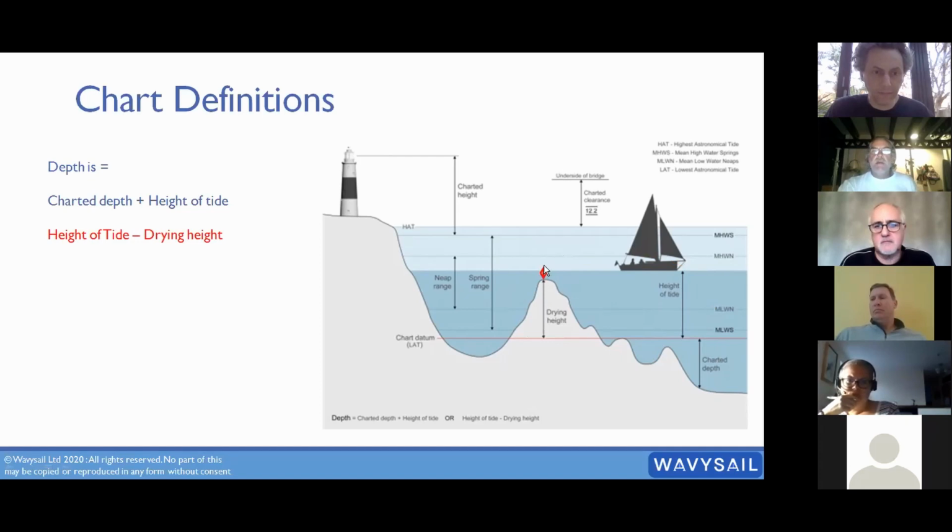The depth here is literally just that. So it's your height of tide less your drying height. So we know at chart datum there is this much drying height, and we know at the moment we've got this much tide, so we subtract one from the other and it gives us that little spot there.